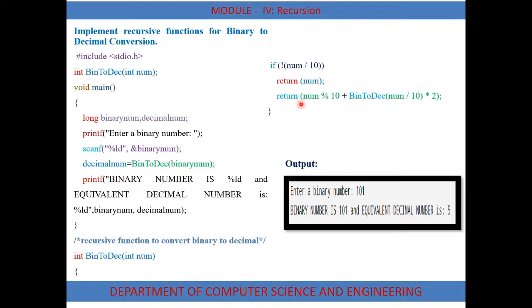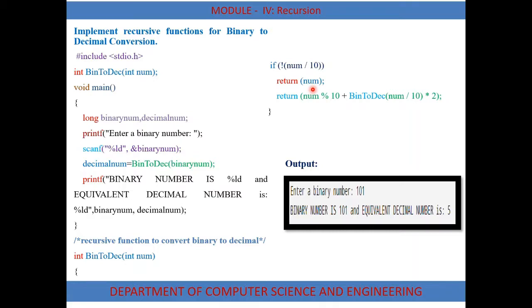In case when you evaluate the expression num divided by 10 and the value is 0, that is nothing but false, then find the negation. Negation of 0, that is not of 0 or not of false, is true. Then in such a condition we have to execute the first statement, that is return num. Let's see with the example.